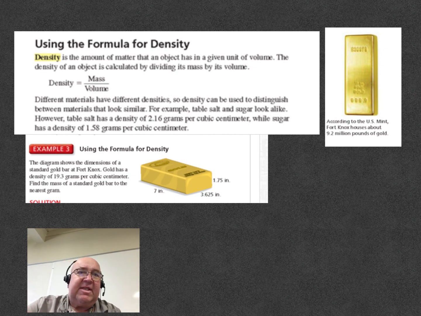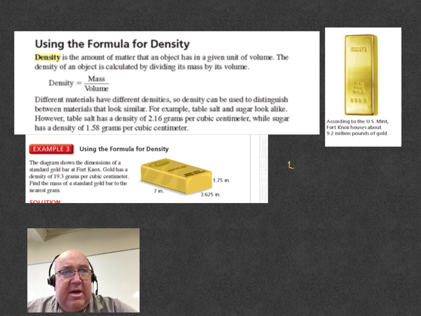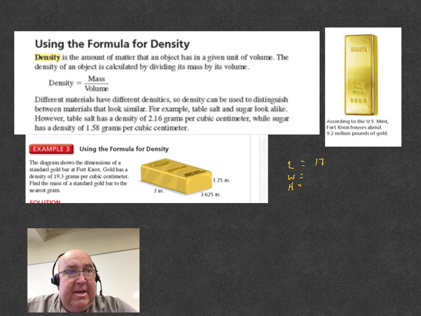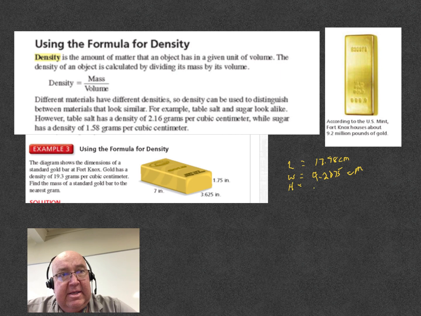So first thing we got to see is that density is in grams per cubic centimeter. So we're going to have to convert our length and our width and our height to centimeters. So in order to do that, we multiply inches by 2.54. So our length is going to be 17.78 centimeters. Our width is going to be 9.2075 centimeters. And our height is going to be 4.445 centimeters.